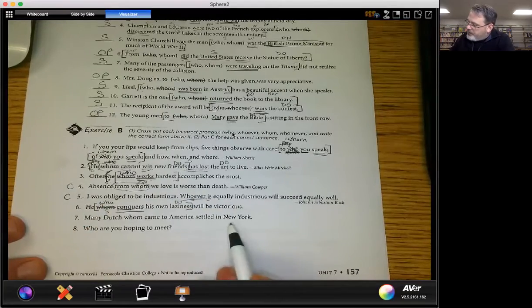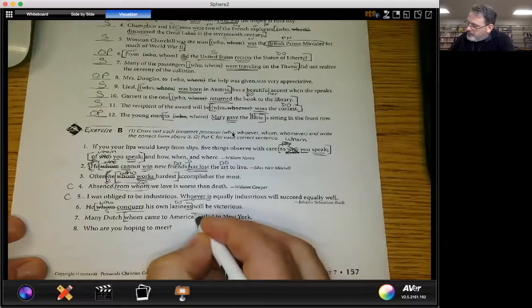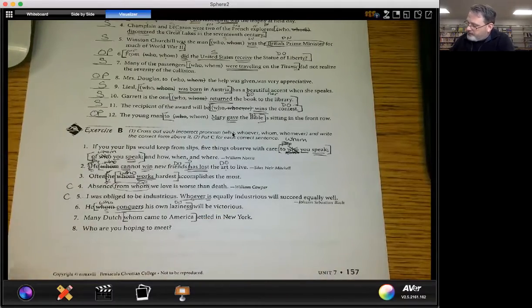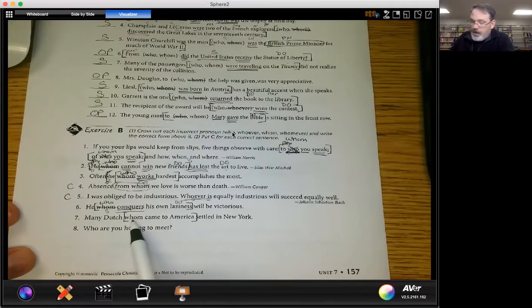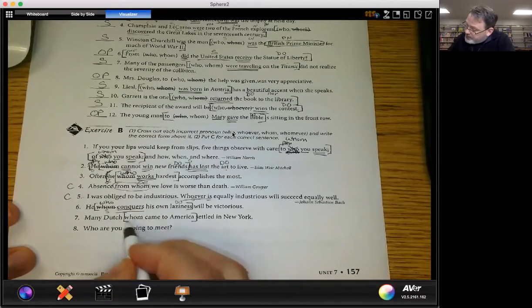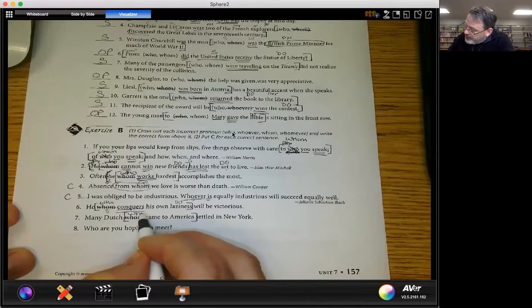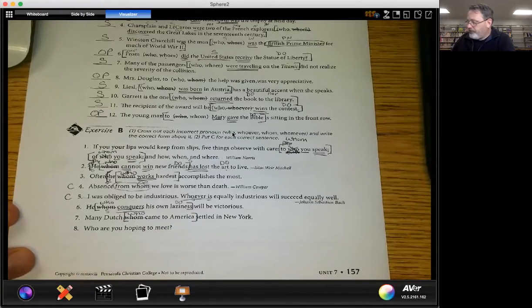Many Dutch who came to America settled in New York. All right. Who came to America is the clause. I said I wasn't going to mark it up. It's so hard not to, because that's how we figure things out. But I'll only mark that. Whom came to America. Came is the verb. To America is a prepositional phrase. That means whom is the subject. We know that whom can't be the subject because who is the nominative case. So there we go.